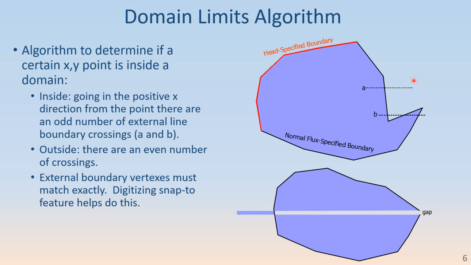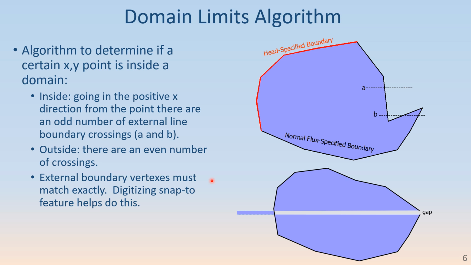So to make this work well, the coordinates where line boundaries meet must match exactly. For example, if you have a gap like I've shown here, then this algorithm breaks down. If I'm at a point right here, because of the gap, there is no crossing to the right of me, and Anaqsim thinks I'm outside of this domain. And again, if I go over here, Anaqsim thinks I'm inside the domain because there's only 1 crossing.